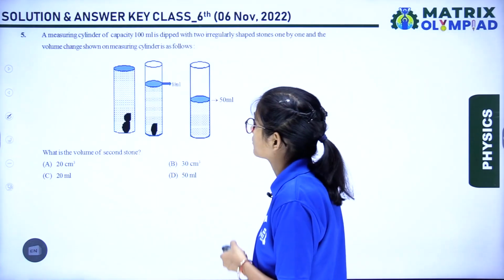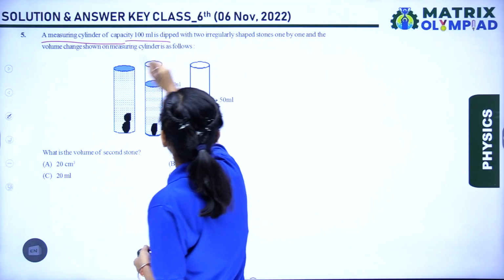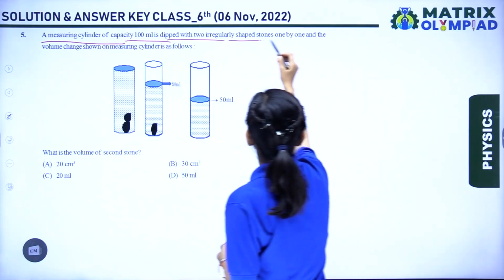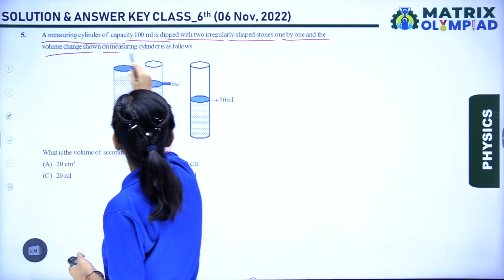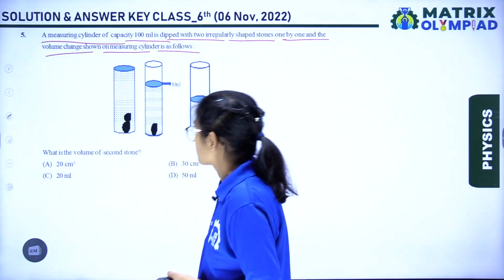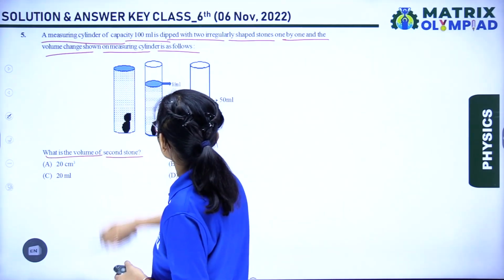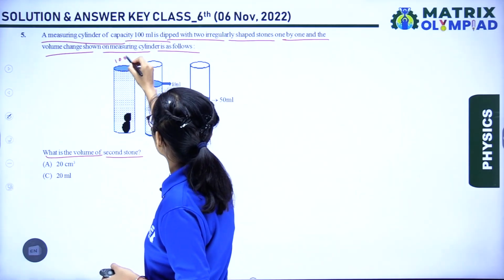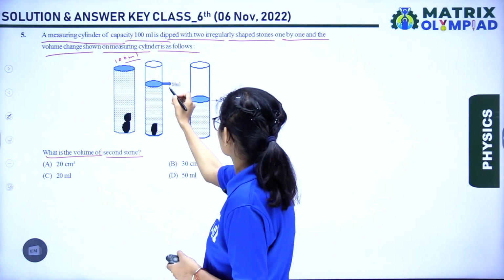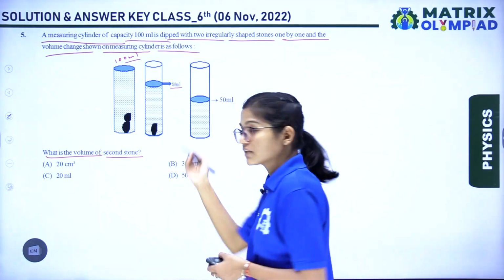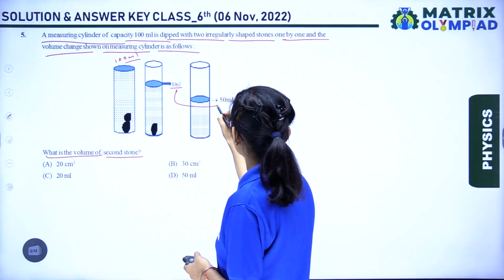Now come to question number 5. In question number 5, a measuring cylinder of capacity 100 ml is dipped with 2 irregularly shaped stones one by one, and the volume change on the measuring cylinder is as follows. What is the volume of the second stone? At first, the cylinder's total volume is 100 ml. Now the first stone is taken out, then it becomes 80 ml, and then the second one is also taken out, then it becomes 50 ml.